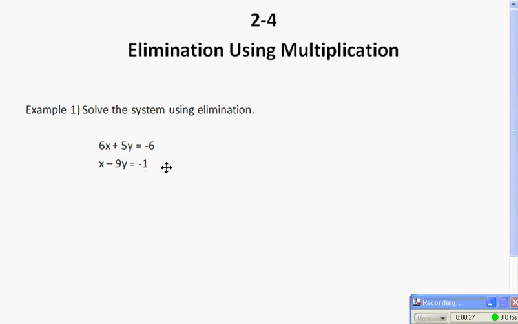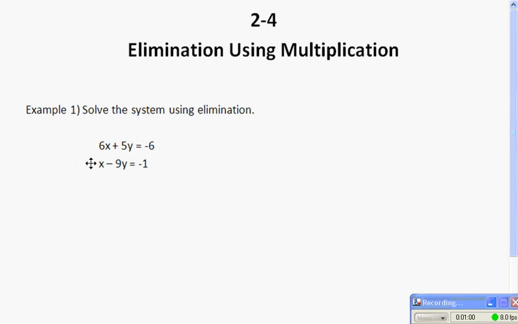When we used addition, we were able to eliminate one of the terms, either x or y. Looking at these, we're not going to be able to add or subtract to eliminate x or y, so we will need to use multiplication. In order to eliminate one of our variables, I'm going to multiply one of the equations. Sometimes you might need to multiply both equations, but in this case we will only need to multiply one of the equations, that being the second equation right here.